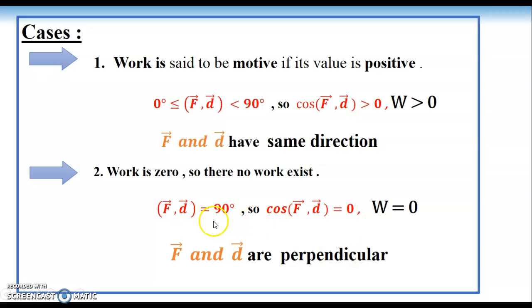There is another case that we already mentioned. If no displacement is done, this means if D is 0, then F times D times cosine is going to be equal to F times 0 times cosine, so it's going to be 0 again. So work is 0 whether the angle between the force and the displacement is 90 or if the displacement is 0. No work is done.